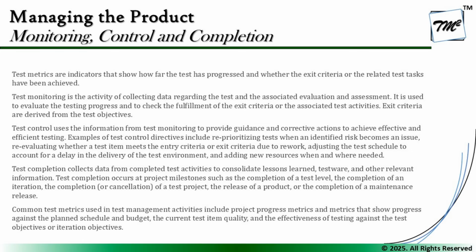So indeed, these are not something new for us. It's just that we are trying to understand how metrics can be useful in these sets of activities, and this is where it is required to report them as a part of our entire discussion. And finally, to add, common test metrics which are used in test management activities include the project progress metrics that show progress against the planned schedule and budget, the current test item quality, and the effectiveness of testing against the test objectives or iteration objectives.